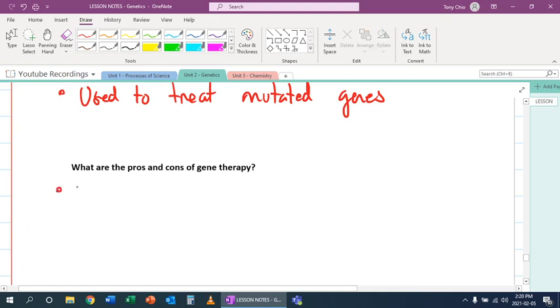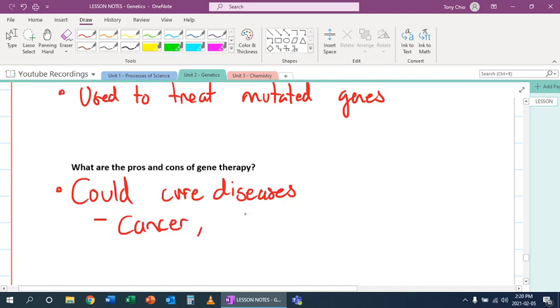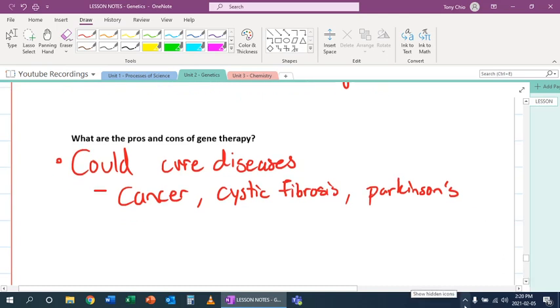Well, the biggest one is it could cure diseases. You have a disease, it can cure it. For example, it could cure cancer or cystic fibrosis. Maybe Parkinson's. Most of these are usually caused by a gene or a single gene that's affecting these diseases. Now, if there's multiple genes, it's a bit more challenging.